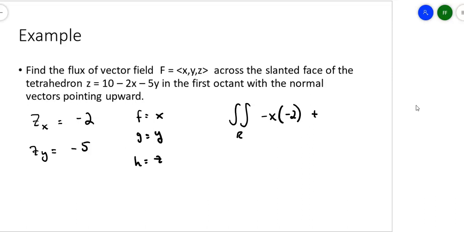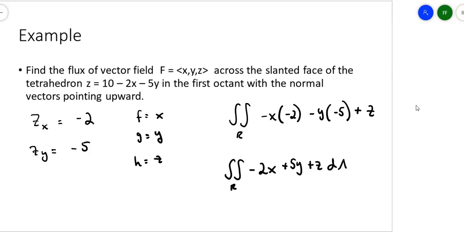So here, let's write it out first and then we'll simplify. So I'm going to do minus y times the partial z with respect to y plus h, which is just z. So I'm taking the double integral over some region of negative 2x plus 5y plus z integrated with respect to area. So I've got two options here.